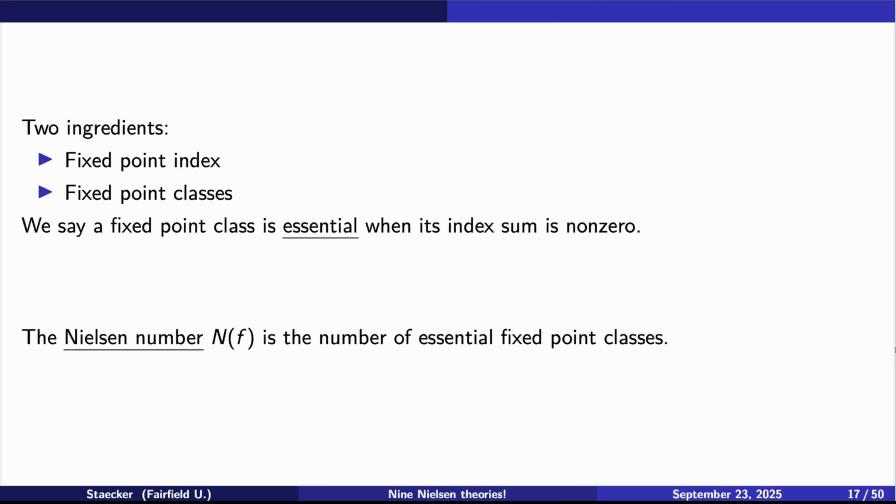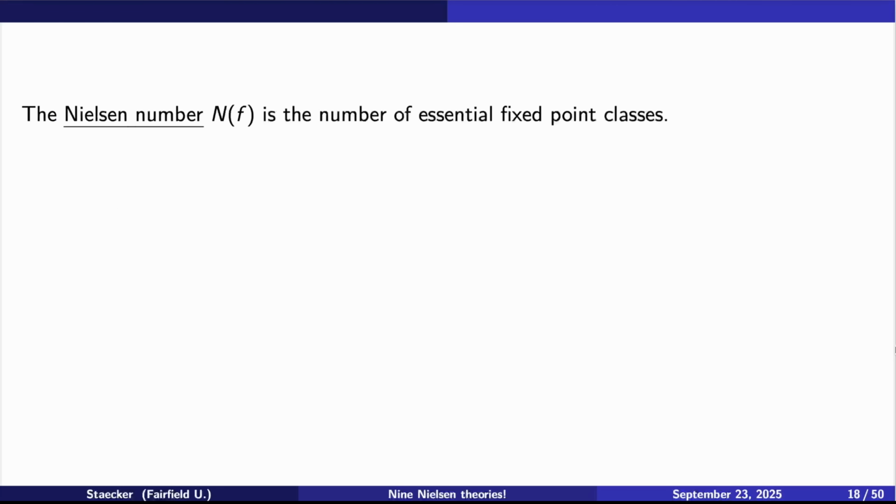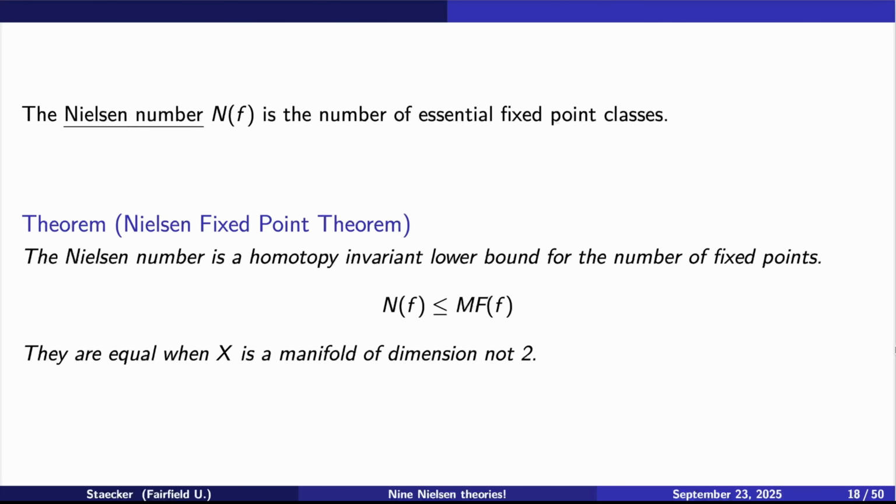All right, and then this is the sort of why anybody cares about the Nielsen number. This is called the Nielsen fixed point theorem. It's a homotopy invariant lower bound for the number of fixed points. So this Nielsen number is a lower bound for the minimum number of fixed points that I said at the very beginning is the main goal of Nielsen theory.